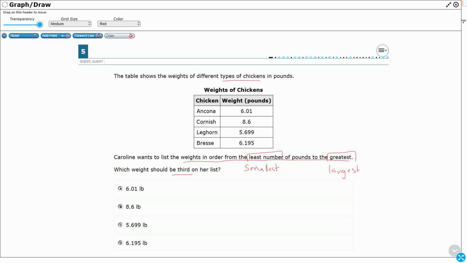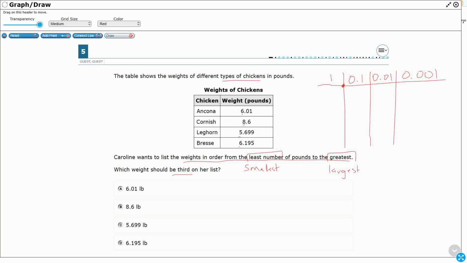Let's draw a place value chart here. It looks like they all go to the ones place, but it looks like they go to the thousandths place. So I'm going to draw it like this. That's going to be my decimal. This is going to be my ones place. This is going to be my tenths. We'll have my hundredths. And then at the very end, we will have our thousandths.